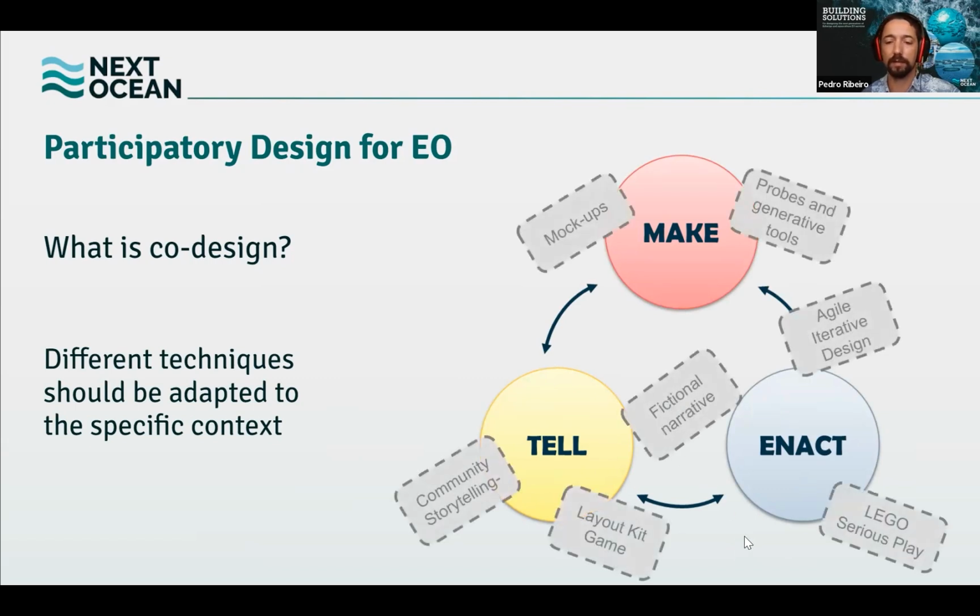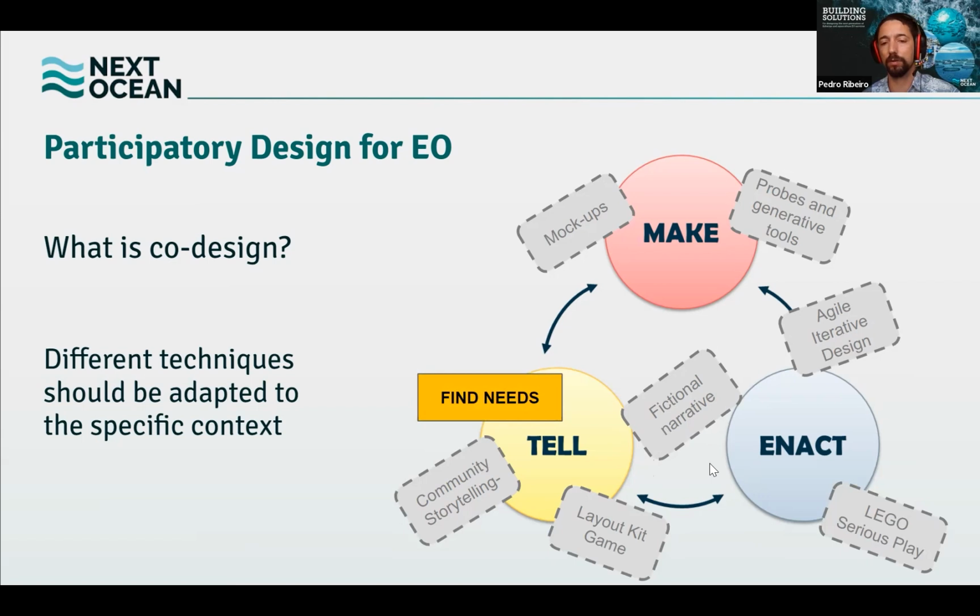So a lot of different tactics and methods that have been developed and tested within very different projects in very different geographies or topics. As you can see, some of these techniques are in the interface of different parts of this framework. So it's very interchangeable. There's no really fixed way of doing this. There's a lot of different ways of doing it.